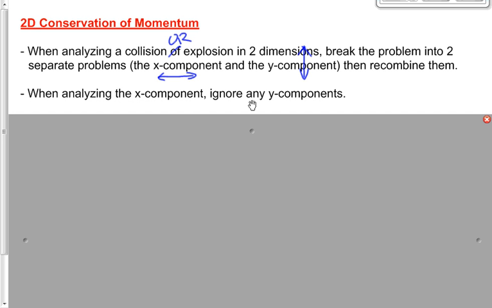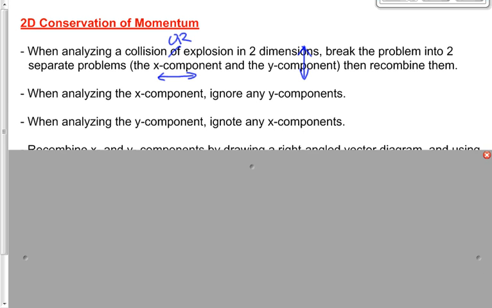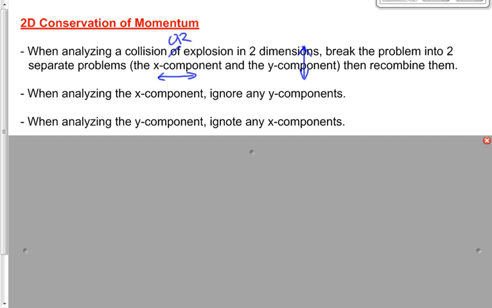When you're analyzing the x component, of course you're going to ignore anything y. Anything y is just, what number should we assign to anything on the y-axis here? 0. When you're analyzing the y component, you're going to ignore anything on the x-axis. So anything on the x-axis should be assigned a value of 0. Doesn't exist if it's on the x-axis.